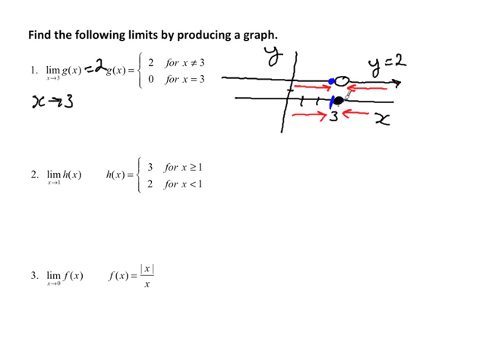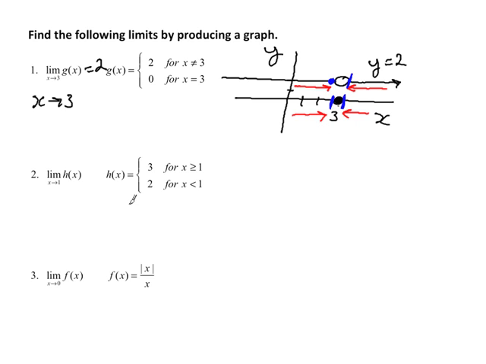Pick a spot as close as you possibly can get on the right-hand side to 3. 3.0000000000001. Where am I on the graph? What's the value of g of x? It's up here at 2. So this limit as x approaches 3 is actually 2.